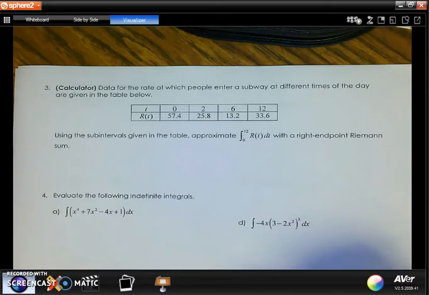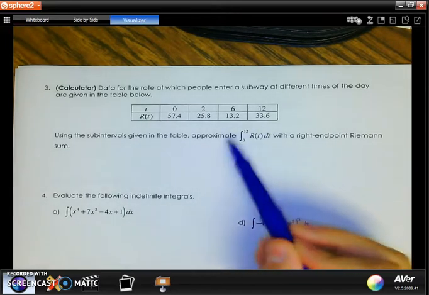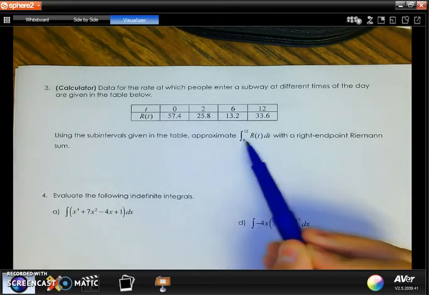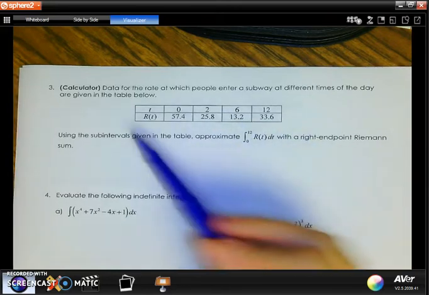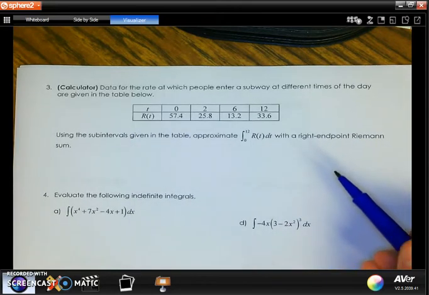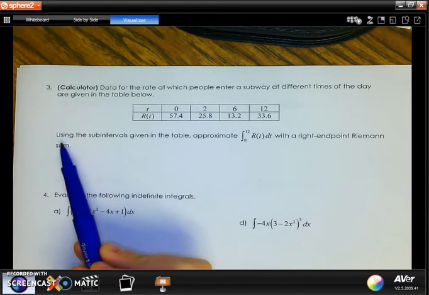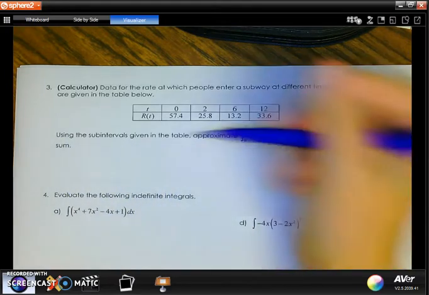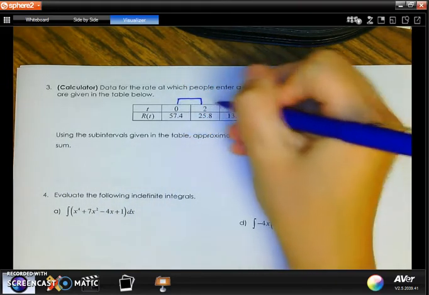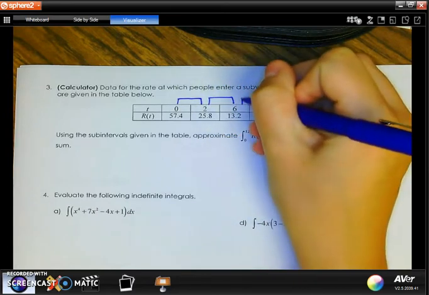Okay, for number 3, again, this is a calculator question, but your calculator is not going to actually help you find the integral. Again, you don't even have anything there. So what they do is they like to give you this table here. My recommendation, when they give you a table, usually it'll say something like using the intervals given. So that means that you're going to have a rectangle like this, a rectangle there, and a rectangle here.